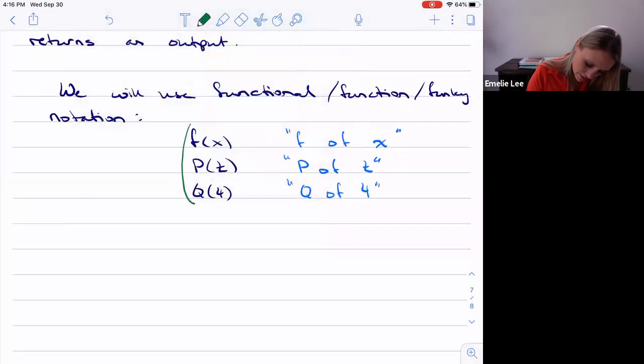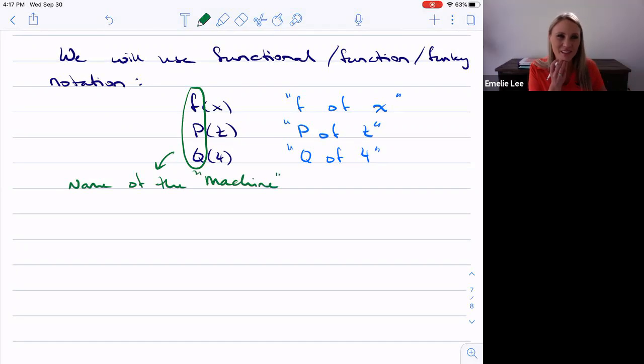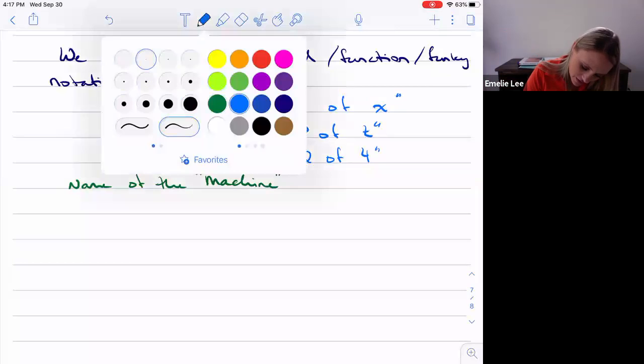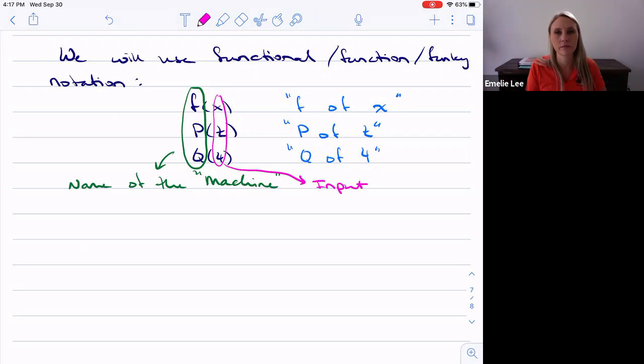So here, this is the name of the machine. Name of the machine, I'll put it in quotes. So many quotes on this little page here. Oh, I guess I should use a different color. And these are the inputs. But each of them only has one, so I'll keep it singular.